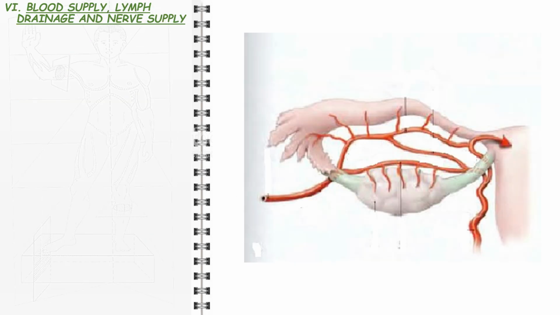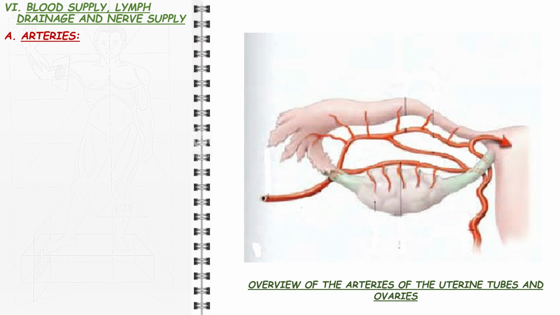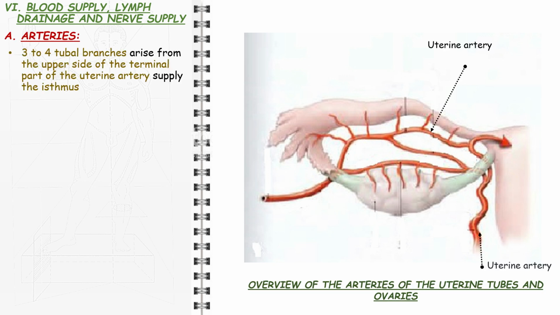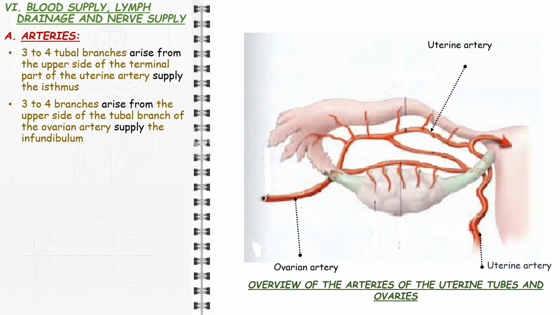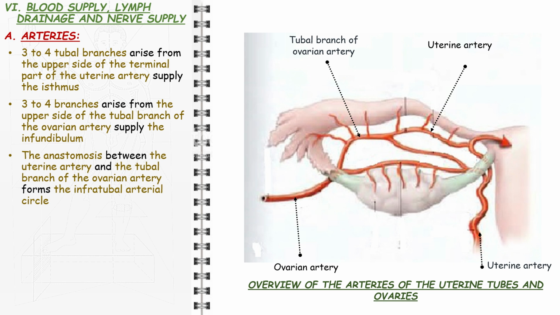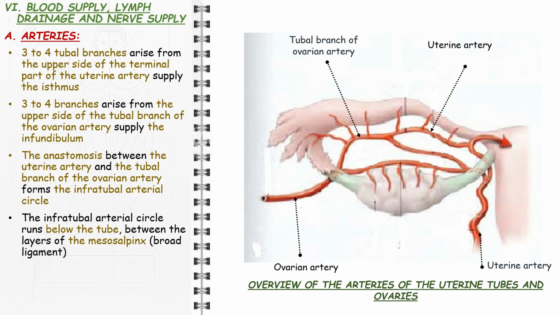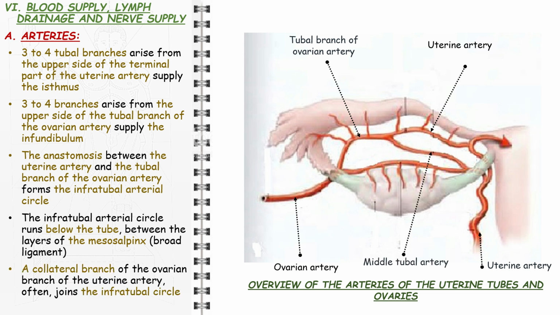The uterine tube is supplied by 3 to 4 tubal branches that arise from the upper side of the terminal part of the uterine artery. They supply the isthmus, as well as 3 to 4 branches that arise from the upper side of the tubal branch of the ovarian artery. They supply the infundibulum. The anastomosis between the uterine artery and the tubal branch of the ovarian artery forms the infratubal arterial circle. The infratubal arterial circle runs below the tube, between the layers of the mesosalpinx. A collateral branch of the ovarian branch of the uterine artery often joins the infratubal circle.